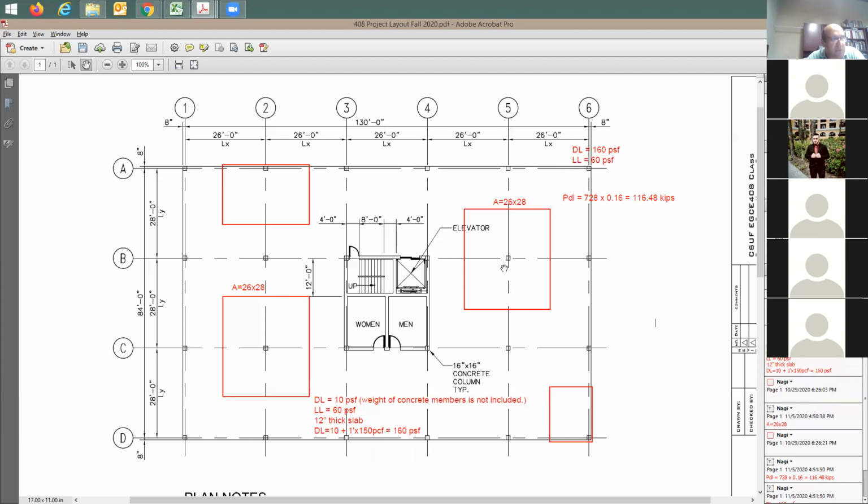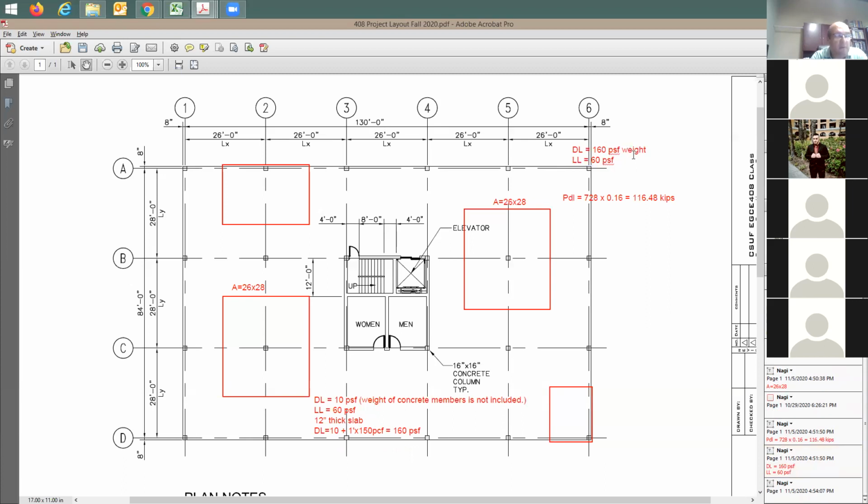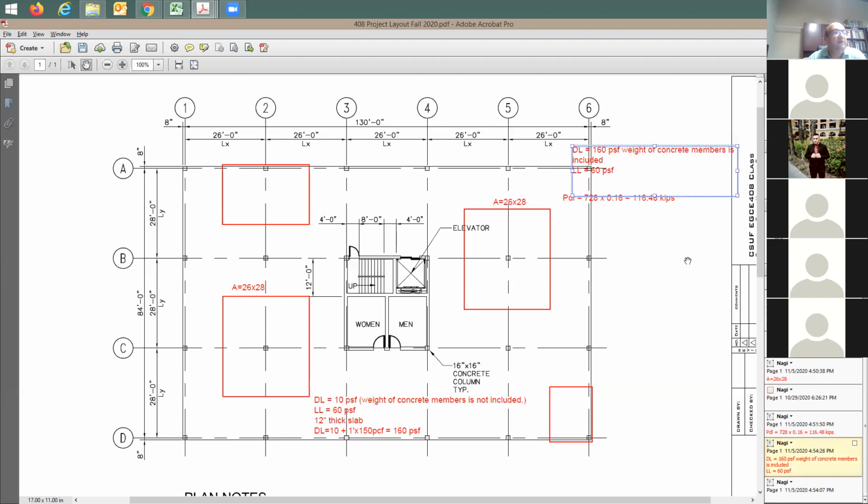So it is going to be one of two ways. Either I'm going to give you the whole thing inclusive, and I'm going to say here, weight of concrete members is included. When you see that, what do you do? Do you need to find out the weight of the concrete? No, you understand that, it is there, done. And in this case, I'm saying weight of concrete members is not included, which means you need to figure it out yourself and add it.